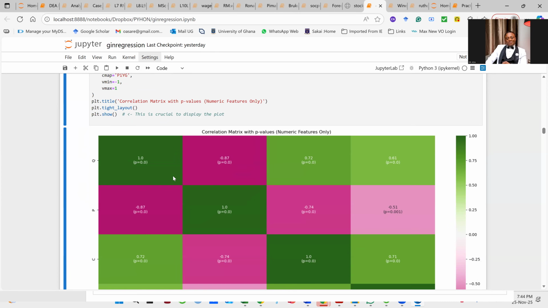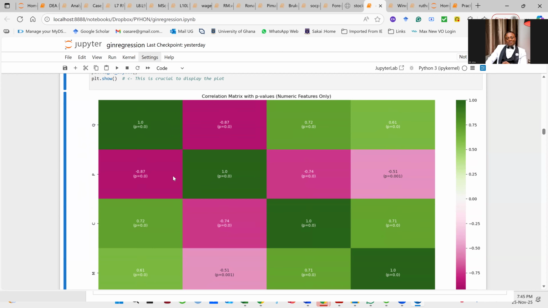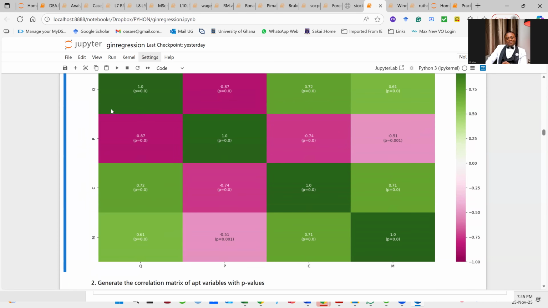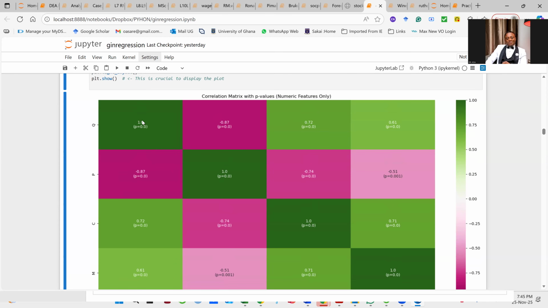Okay, so that's it. The beautiful thing about this is that it tells you the correlation. If you look at Q and itself at the bottom, Q and itself is perfect, so the correlation coefficient is 1. And you can see that the p-value is 0. Anytime the p-value here is 0, it means that the correlation is significant.